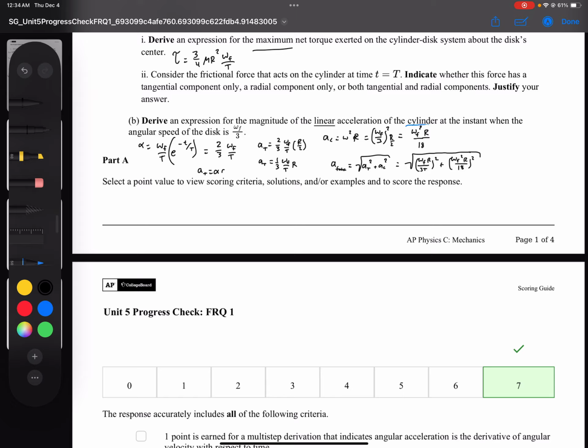All right, so then this is my total acceleration. So my total acceleration is a square root. I'm going to need a lot of space here. So I have omega f squared times r squared over 9t squared, okay, plus omega f to the 4th times r squared all over 18. Nope, it's 18 squared. It might have been easier to factor out earlier. Yeah. All right. Well, anyways, let's just do it like this.